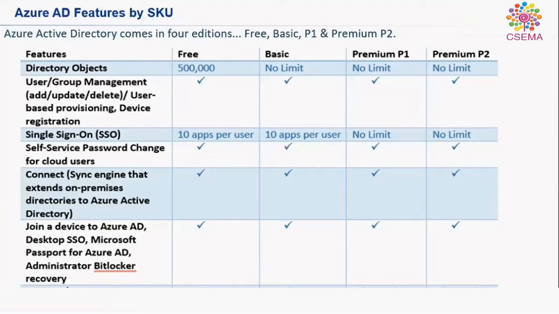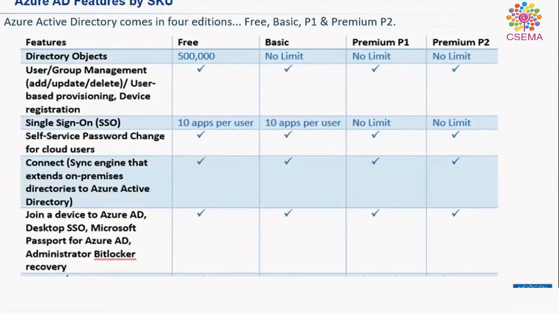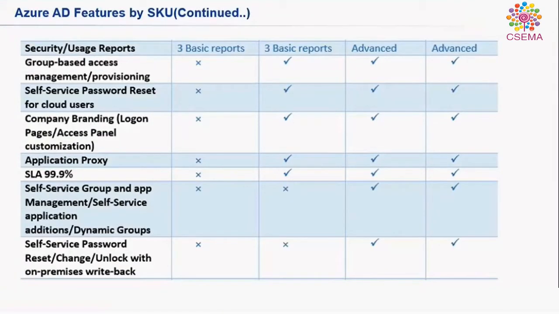So the features which it offers here: there's no limit on the number of objects which can be created unless you are using the free version of it. There's single sign-on. There's self-service password change for cloud users. This becomes self-service password reset when you go to the premium version, which we'll talk about in a while. There is AD Connect. Join a device to Azure AD desktop using SSO. And then there is group-based access management and provisioning, SSPR, like I mentioned earlier.